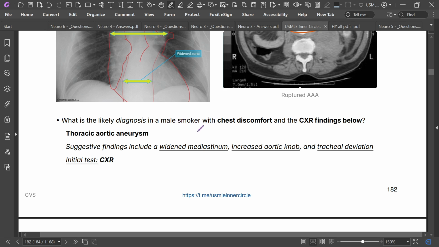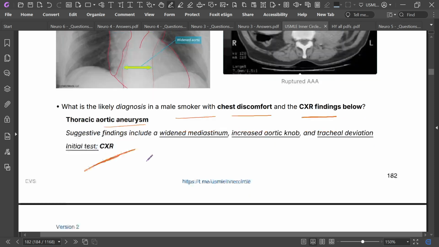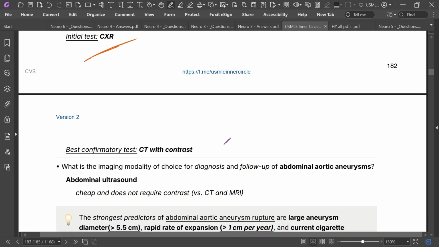What is the most likely diagnosis? Male smoker, chest discomfort, and the chest X-ray findings below: thoracic aortic aneurysm. Suggestive findings include a widened mediastinum, increased aortic knob, and tracheal deviation. Initially chest X-ray; the best test is CT with contrast.